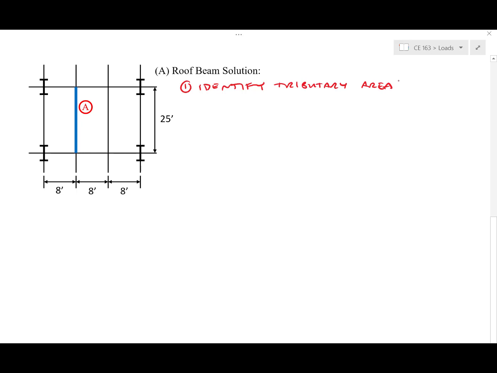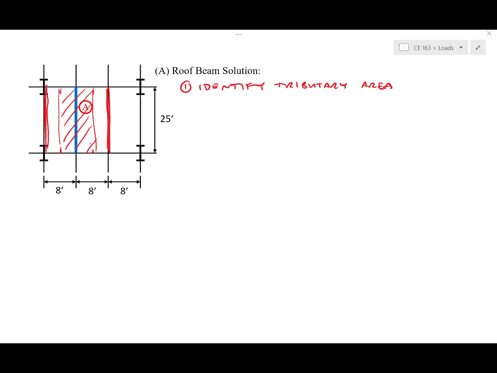Just like every other tributary area we do, we're going to go halfway to the next member of the same type. So here's the adjacent beam to the one we care about, highlighted in blue. We're going to go halfway there. We're going to go halfway to the adjacent beam on the other side. And if we stand anywhere in this shaded region, our load is going to go directly to the member we care about, roof beam A.